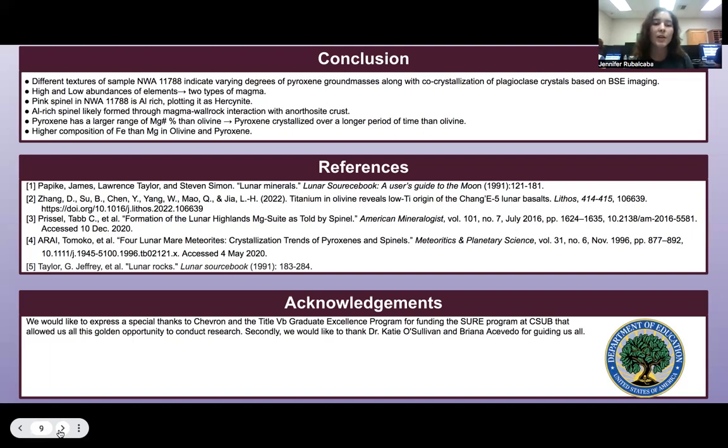Pyroxene had a larger range of magnesium number percentage than olivine, signifying pyroxene crystallized over a longer period of time than olivine. Then there was a higher composition of iron than magnesium in pyroxene and olivine for both the experimental and the literature data.